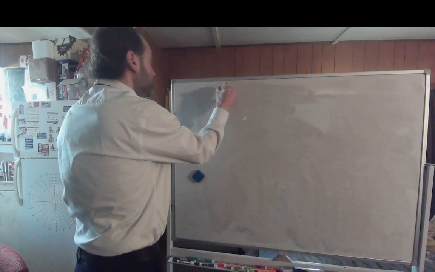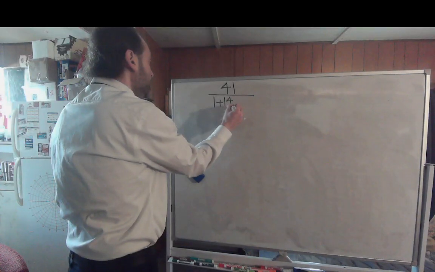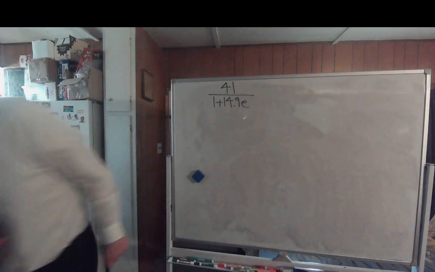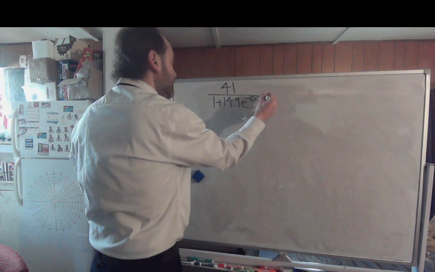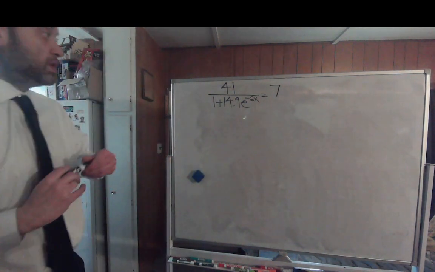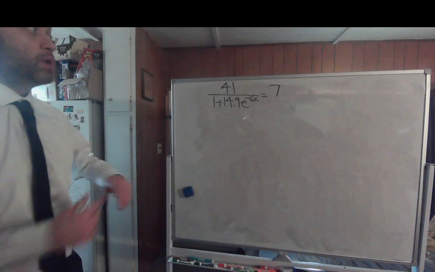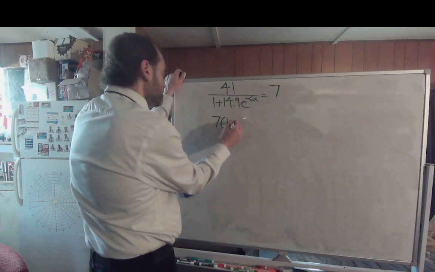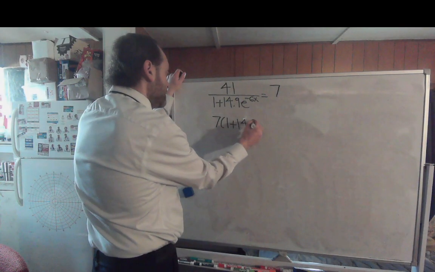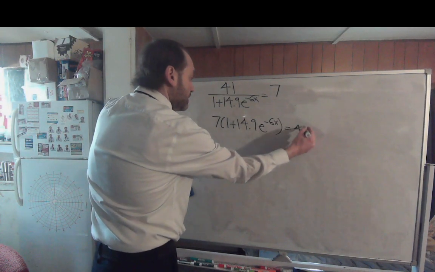All right, 3 more. So we have 41 all over 1 plus 14.9e to the negative 6x equals 7. Well, let's cross multiply. You'll end up getting, of course, 7 times 1 plus 14.9e to the negative 6x, that would have to equal 41.